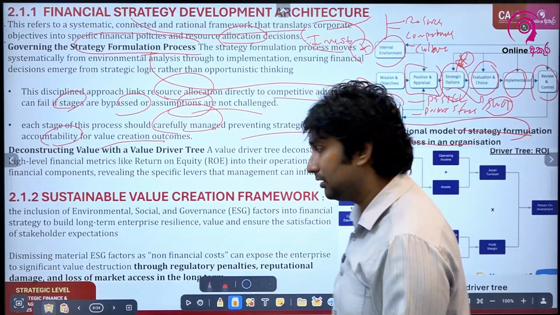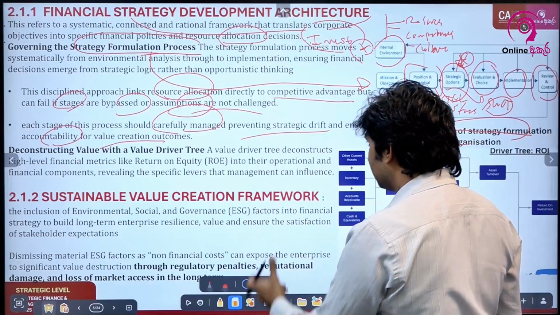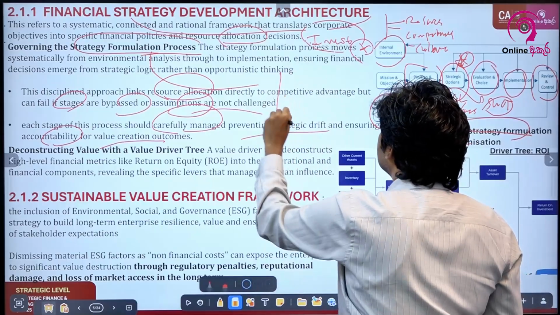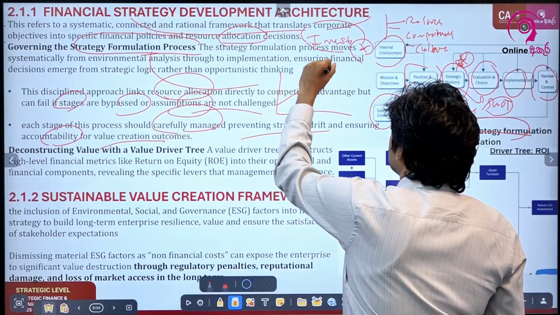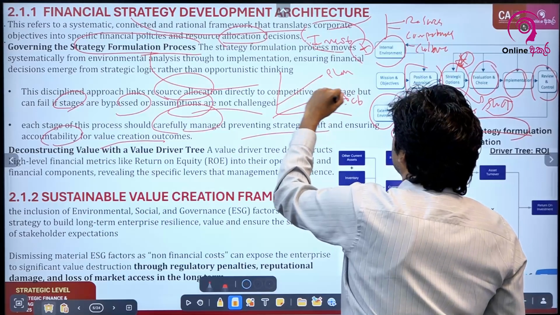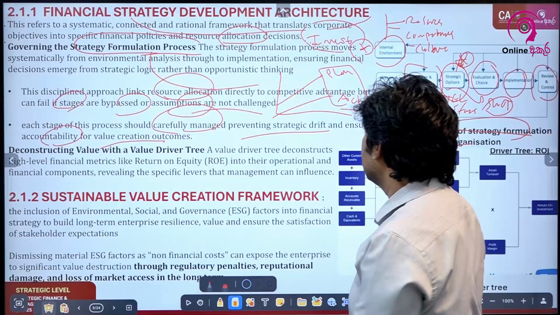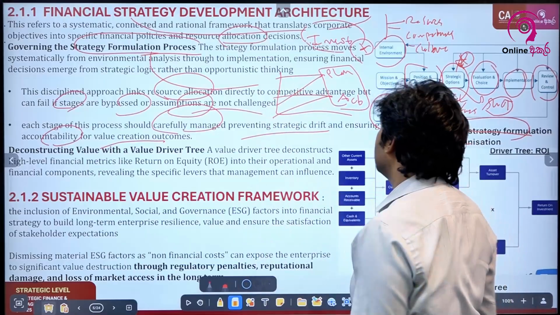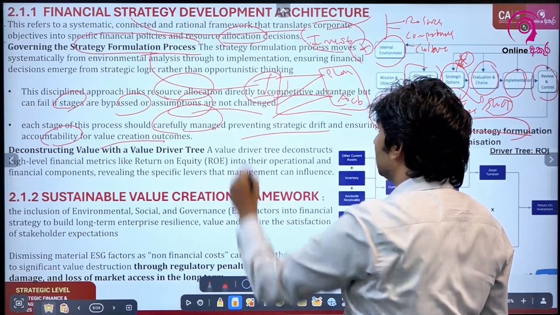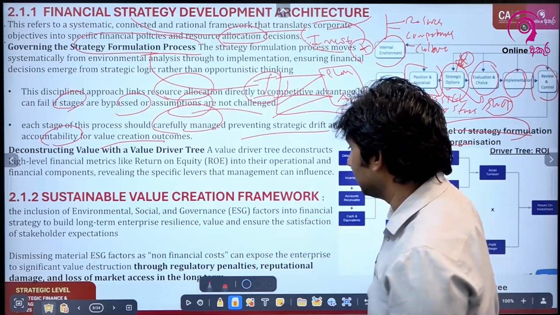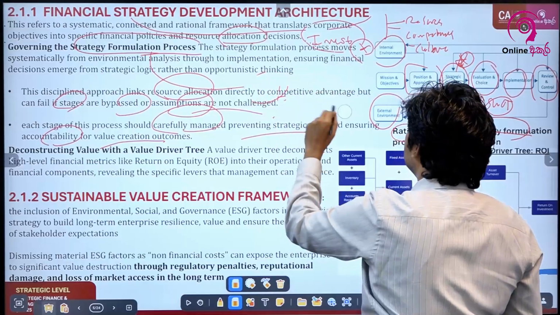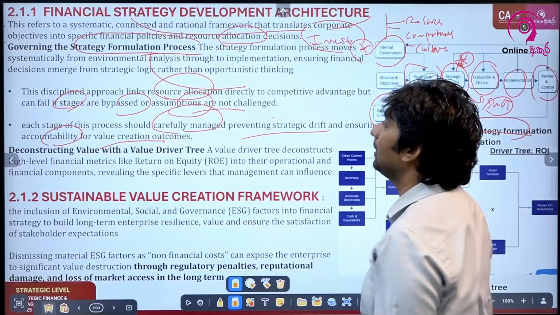So what is strategic drift? Strategic drift is when there is a divergence between your planned performance and your actual performance based on the strategy that you adopted. That is what we call strategic drift. There is a divergence between what you actually achieve versus your planned performance.